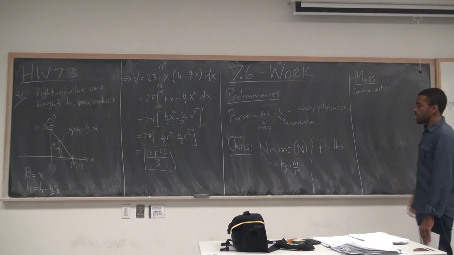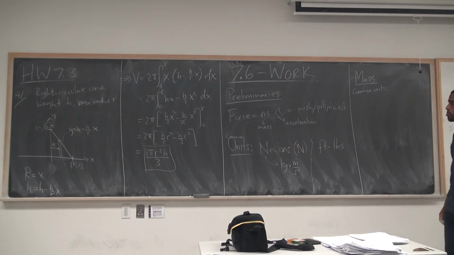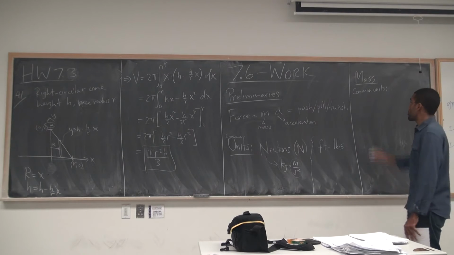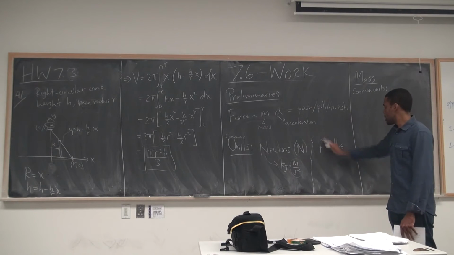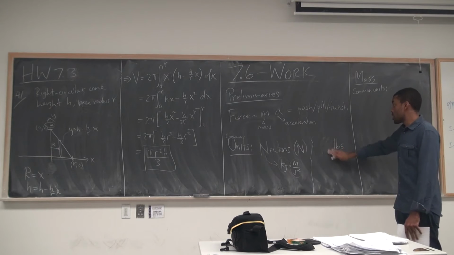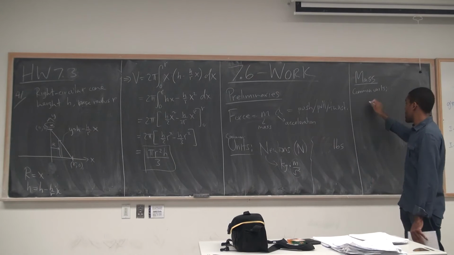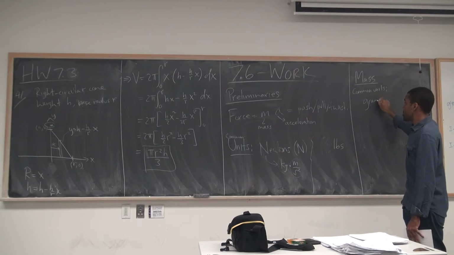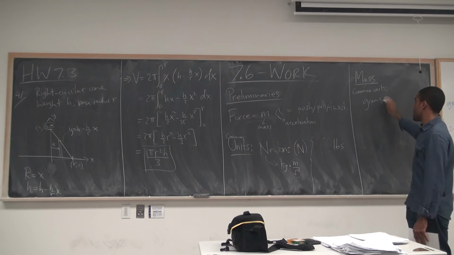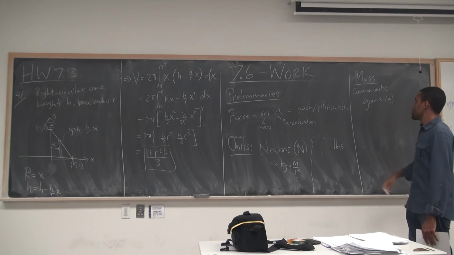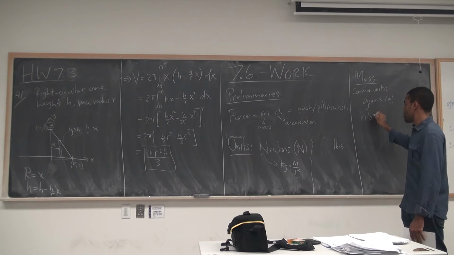What's a common unit for mass? Grams, so kilograms. Pounds, here I just wanted pounds. Work is foot-pounds. Common units like grams. If you see grams, that's a unit of mass, right? That's abbreviated g. Kilograms is also a unit of mass.